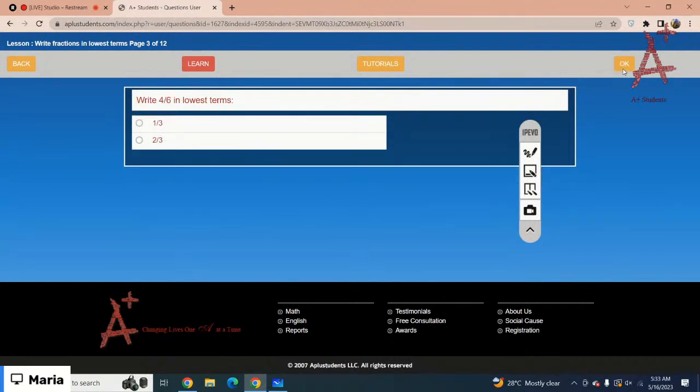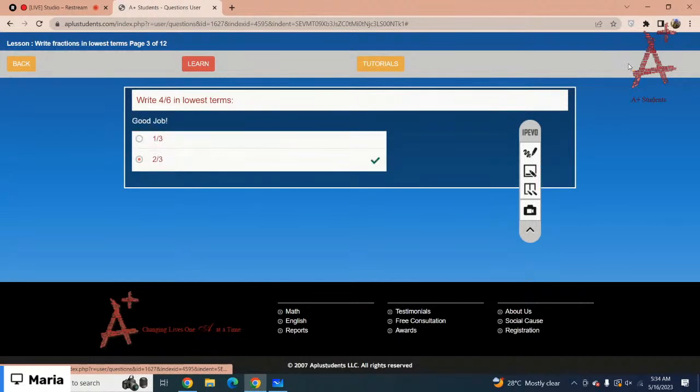Okay, write 4 by 6 in lowest form. So which is the correct option? It would be 1 by 3 or 2 by 3. Think again. Yes, that would be 2 by 3, not 1 by 3. 2 times 2 is 4 and 2 times 3 is 6. That would be 2 over 3.